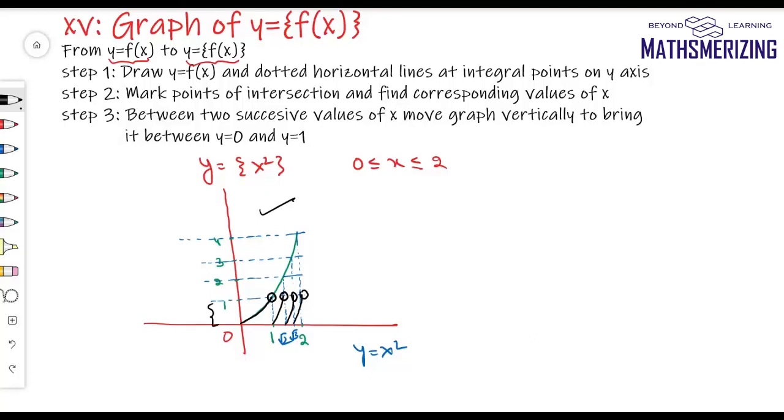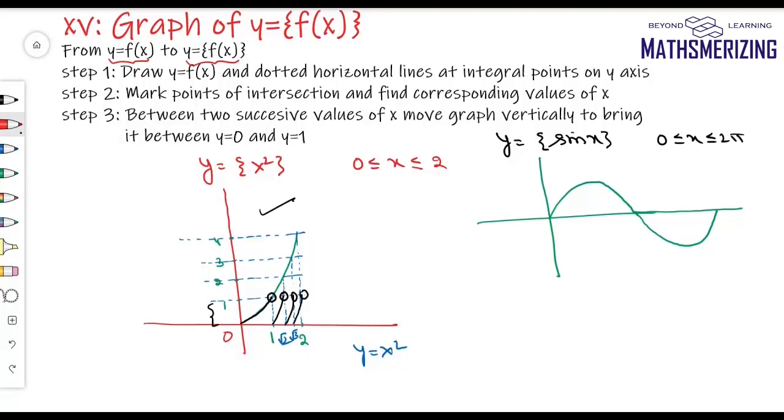I'll take up another example. Say for example, I need to draw the graph of y equals fractional part of sine x when x lies between 0 and 2 pi. So I'll draw the graph of sine x. Now I'll draw horizontal lines at integral points. So I'll draw a horizontal line at 1, 0, and -1. So this is 0, 1 and -1, and I'll mark this point.